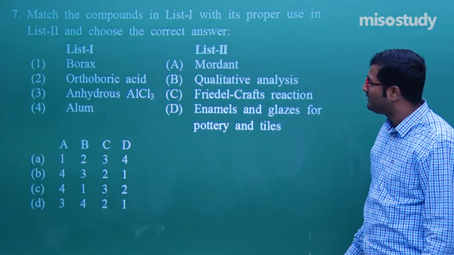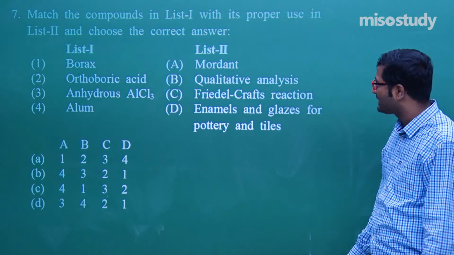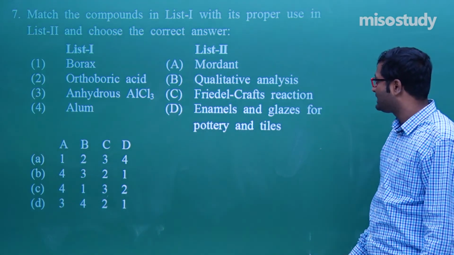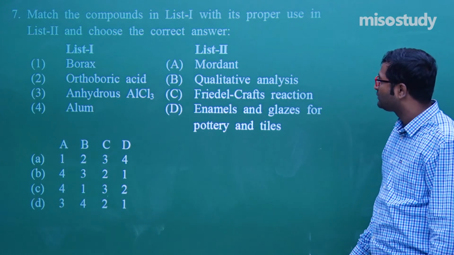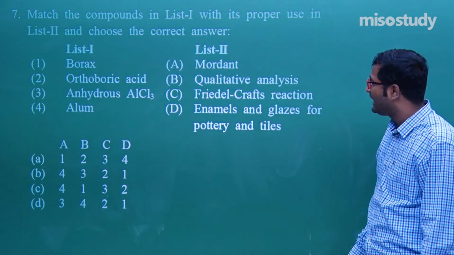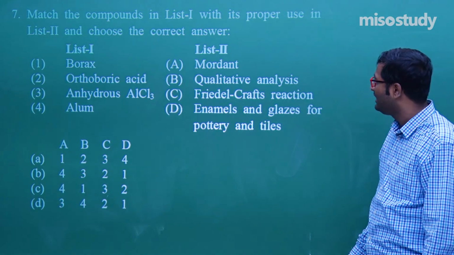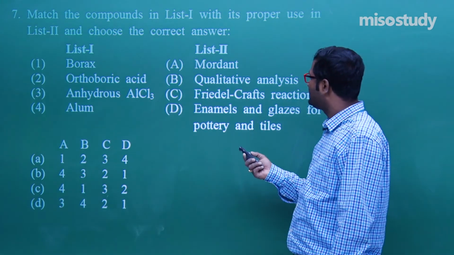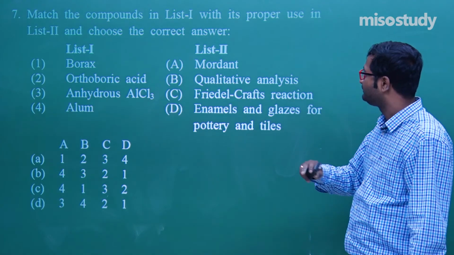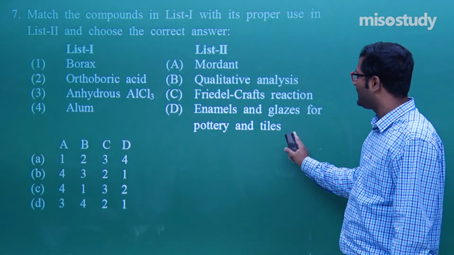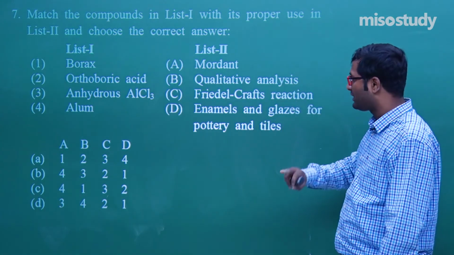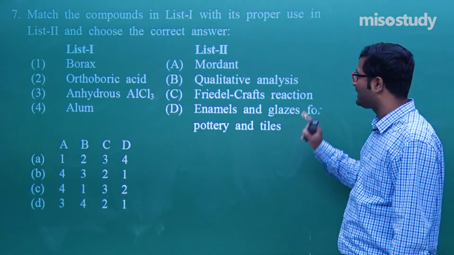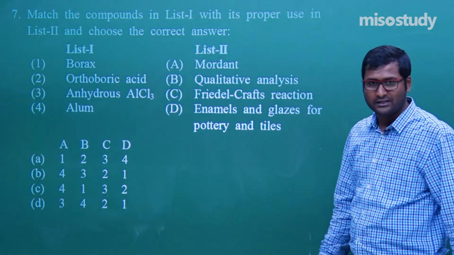Now question number 7, this is completely theory based. Borax is used as an enamel and glazes for pottery and tiles. Orthoboric acid for mordant. Anhydrous AlCl3 is used in a Friedel-Crafts reaction, and alum is used in qualitative analysis.